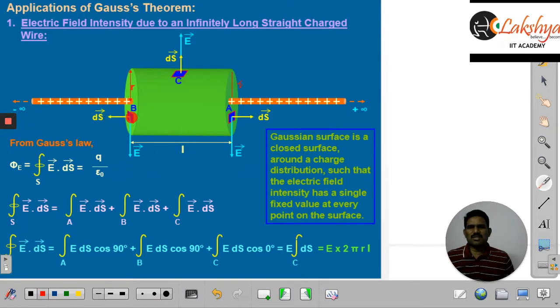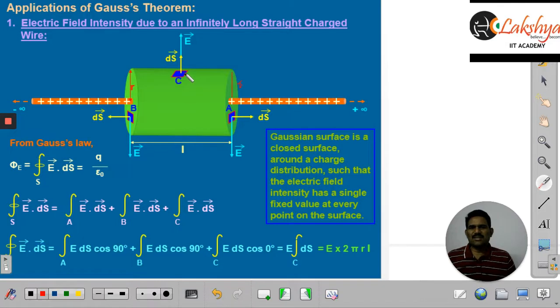And similarly for the surface B, if I consider, the electric field will be away from this line of charge. Away from the line of charge means it will be like this. And now the ds bar will be along this direction. And so again for this plane surface B also the flux will be 0. That means I can conclude that the flux passing through the surface A and the flux passing through the surface B will be 0.